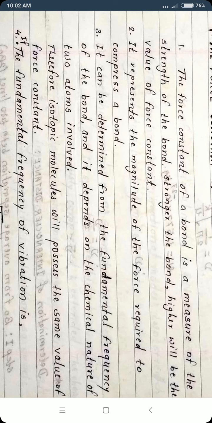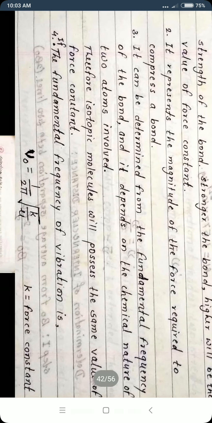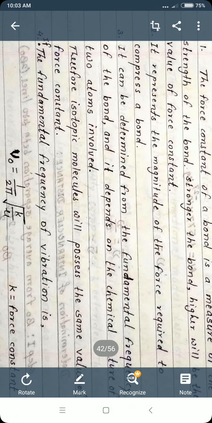Therefore, for stronger bonds, the value of k is also maximum. And for weaker bonds, the force required for vibrations is smaller, therefore the value of k is also small. That value of force constant depends on the strength of the bond, and the strength of the bond depends on the atoms between which that bond exists.